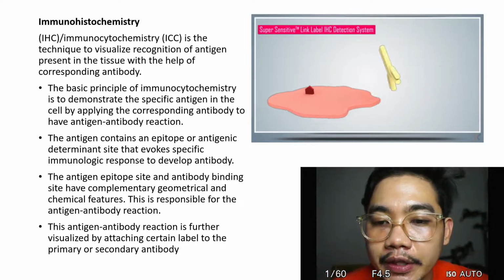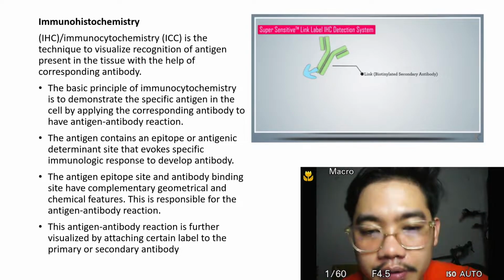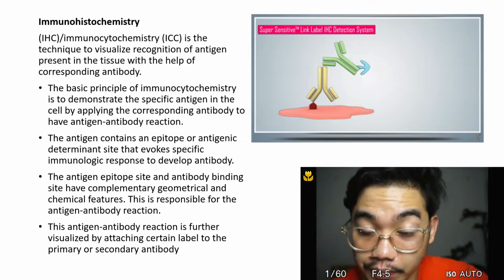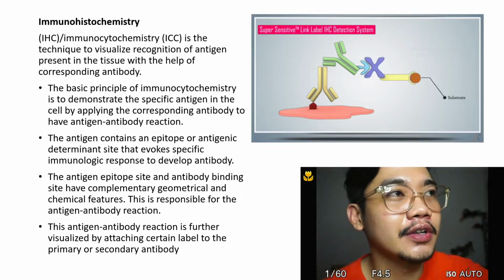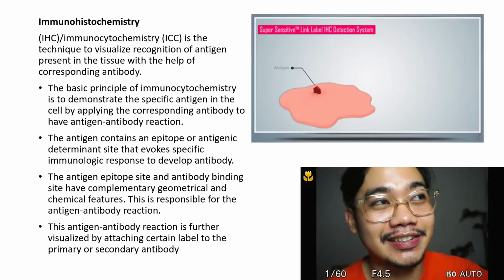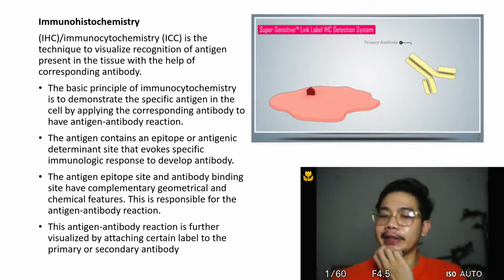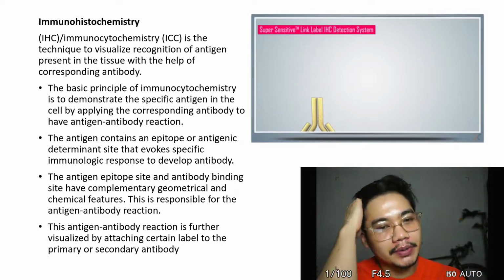This is the primary antibody. Usually, the primary antibodies were harvested from the rats before. But right now, we're using immortal cells, no? Immortal cells. And then, what happens is we create a hybridoma. But I digress. Let's talk about that later, no?